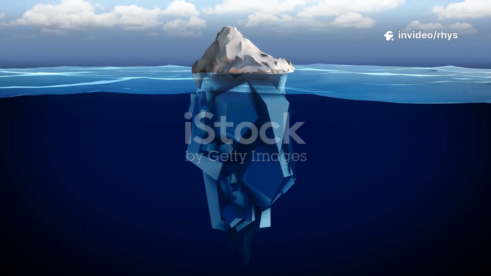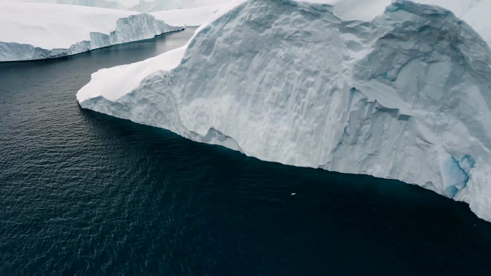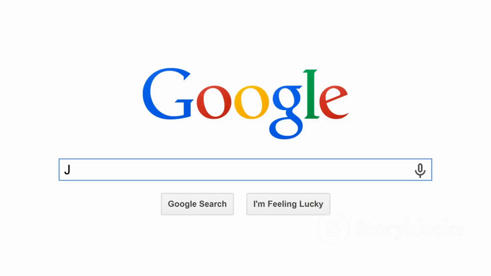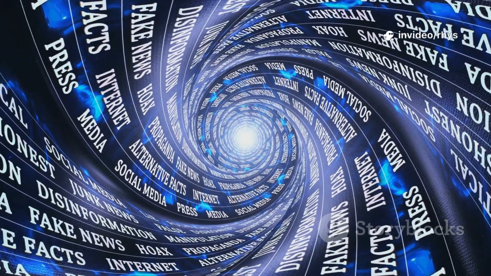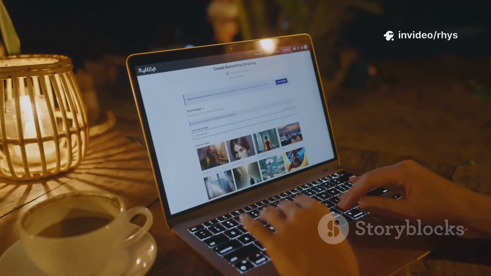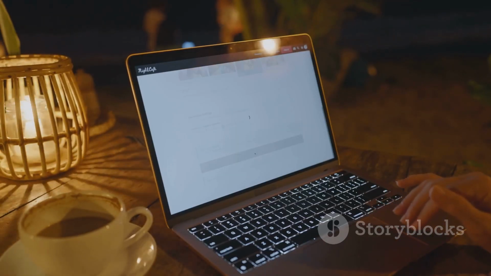The internet is often compared to an iceberg. Most people only ever see the small part that floats above the water. This is called the surface web. It includes every website that is indexed by standard search engines like Google or Bing. Think of news sites, social media platforms, company websites, and online stores. These are the public-facing parts of the digital world, easily accessible to anyone with a standard web browser.